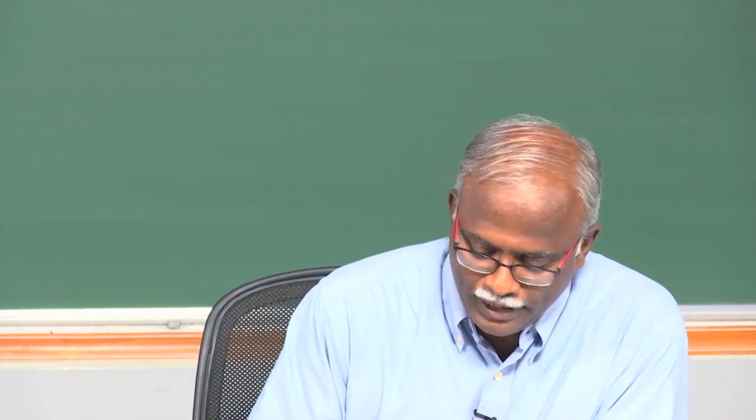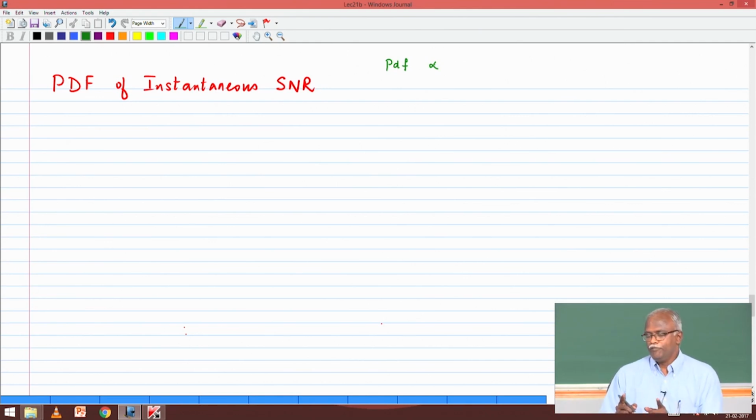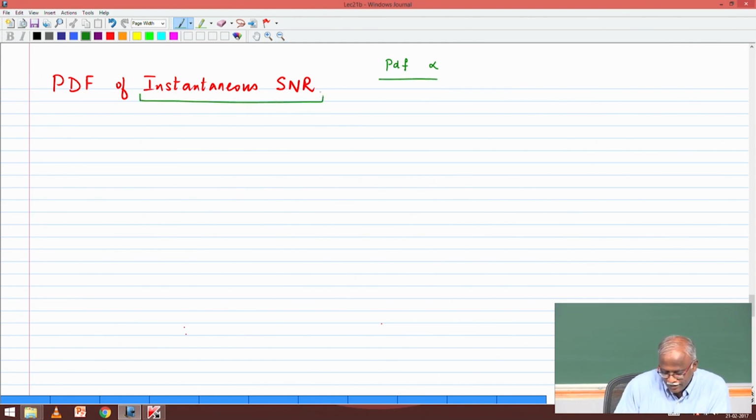So rather than looking at the PDF of alpha, which previously we were looking at, where alpha is the envelope of the Rayleigh faded signal, I want you to look at the PDF of the instantaneous SNR. Instantaneous SNR will be alpha squared Eb by N naught. If I denote this as gamma, now I want to find the distribution of gamma. This is where we come across a problem which will be very familiar to you.